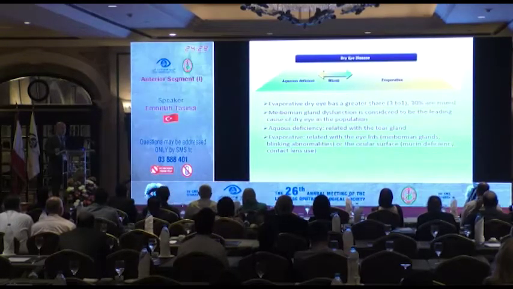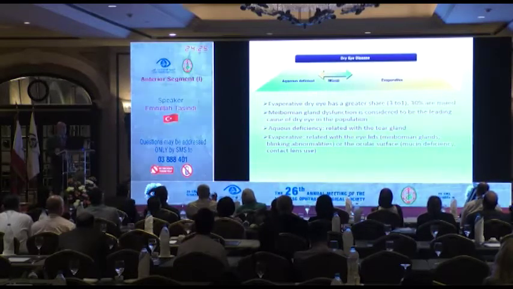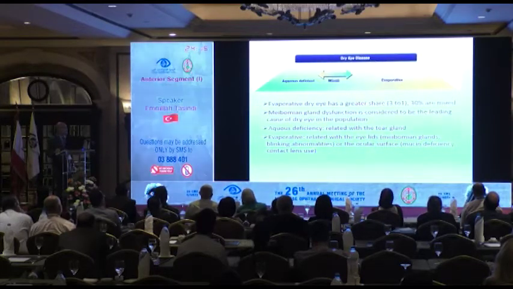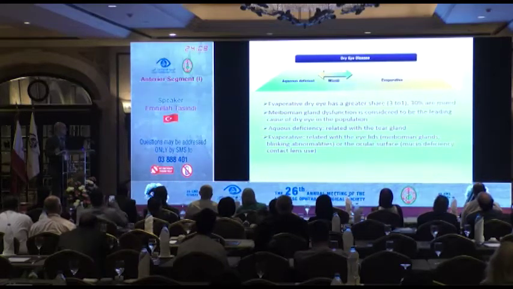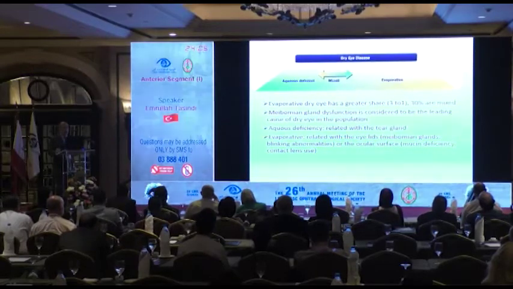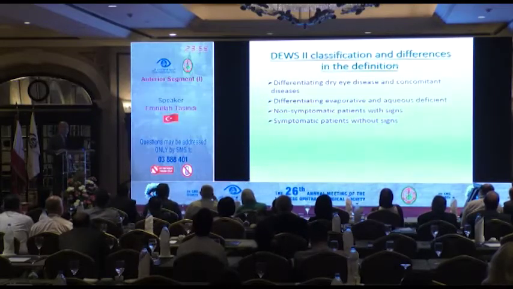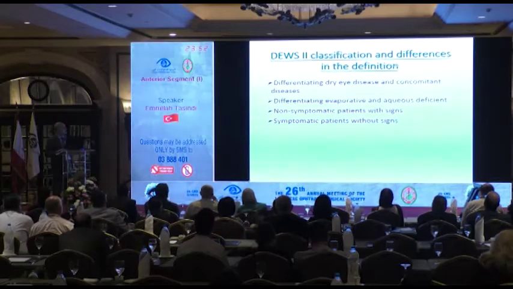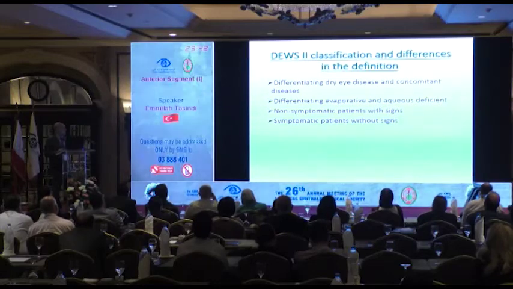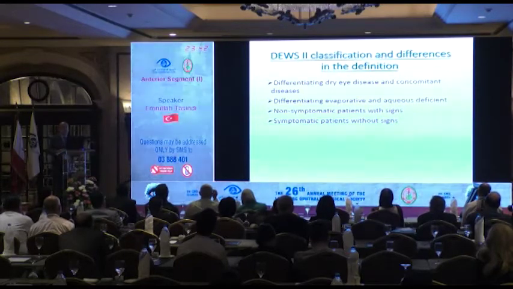We know from this workshop that dry eye disease is now a completely mixed disease, with aqueous deficiency and evaporation together. Evaporative dry eye has a greater share, and 30% are mixed. This is the first time that meibomian gland dysfunction is considered the leading cause of dry eye in the population. Aqueous deficiency is related to the tear gland, while evaporation is related to the eyelids, and meibomian glands are the main factor. So this definition gives us a way of differentiating dry eye disease from concomitant diseases, and evaporative from aqueous, with non-symptomatic patients with signs, and symptomatic patients without signs, included in the therapies of this group.